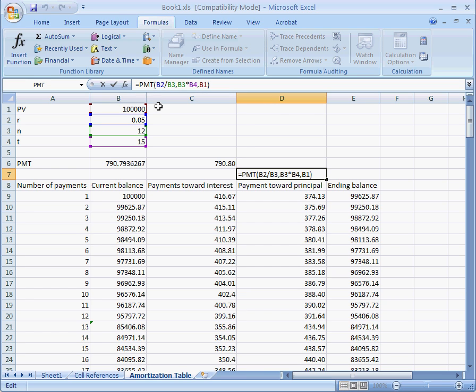To make it positive, I can just insert a negative between the equals in the payment formula, and I get that $790.79 that I expect. It is a penny off of what we rounded to, but that's probably okay. Alright, that's all for today.